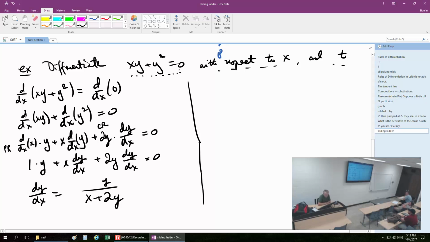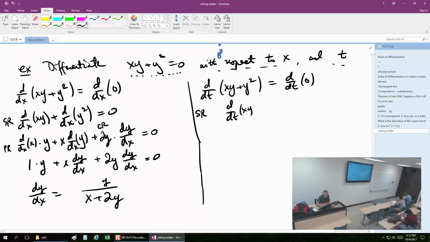Okay. So let's do the other one, which is also related rates, but there's a third variable here, t, which means that we are talking about differentiation with respect to t instead. So side by side, d/dt of xy plus y squared is equal to d/dt of 0. The pattern is the same up until some later point. Everything else is the same. So I'm using the sum rule once again to split it: d/dt of xy plus d/dt of y squared. Still 0 on the right.